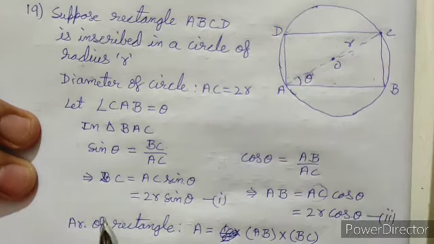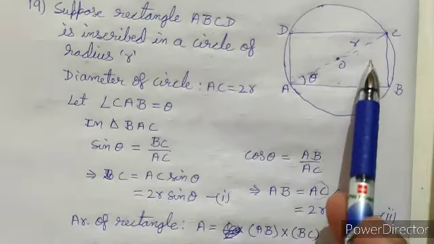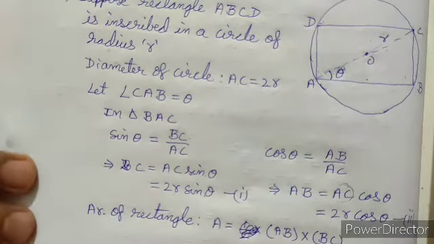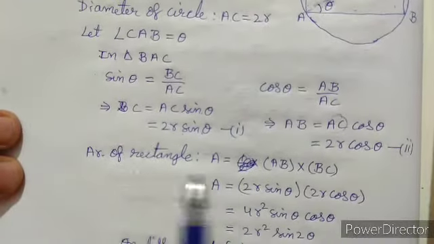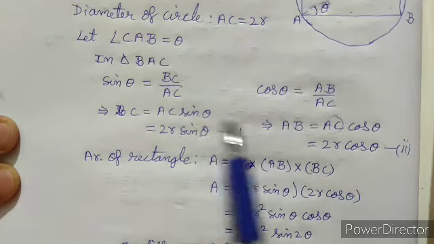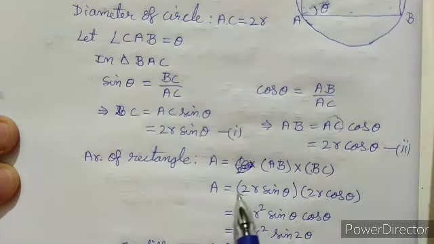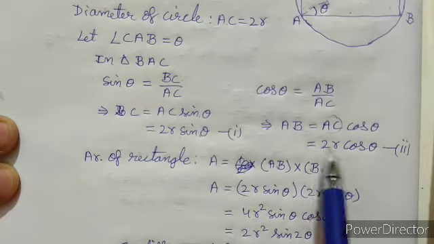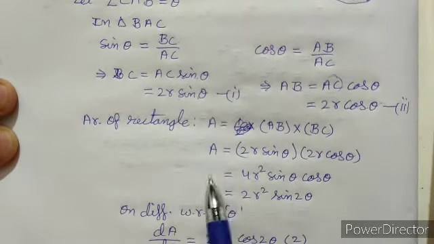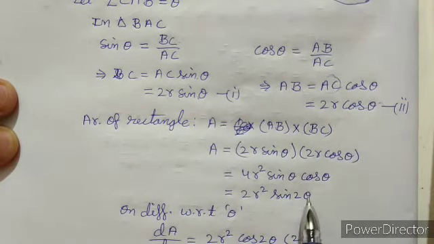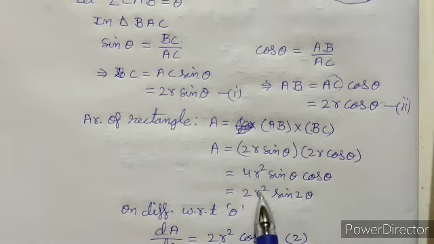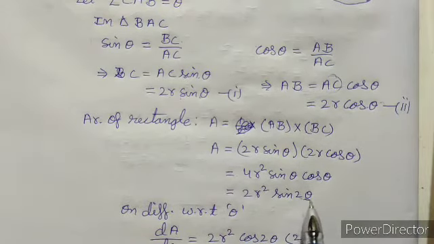Now here we have to maximize the area of the rectangle. For that, we will find the area of the rectangle. Area A will be equal to AB into BC, and that will be 2r sin theta into 2r cos theta, from equations first and second, and this will give us area as 2r square sin 2 theta.